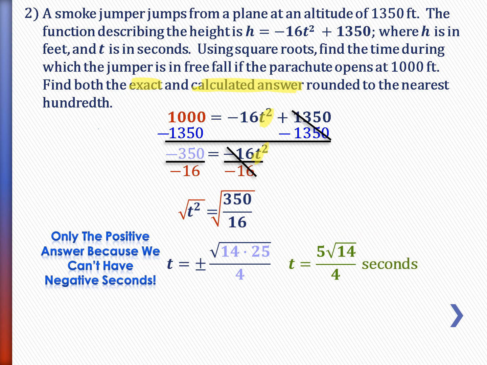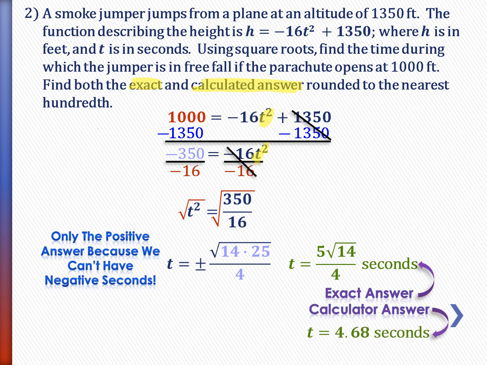All right, but again, we need the calculated answer. If you're doing this on a graphing calculator, I would do 5 square roots of 14, enter, divided by 4. That way you don't mess up with any parentheses. If you're doing a 4-function calculator, I would do 14 square root times 5, enter, divided by 4, enter. Either way, you're going to end up with 4.68 seconds, because remember, they wanted it rounded to the nearest hundredth.